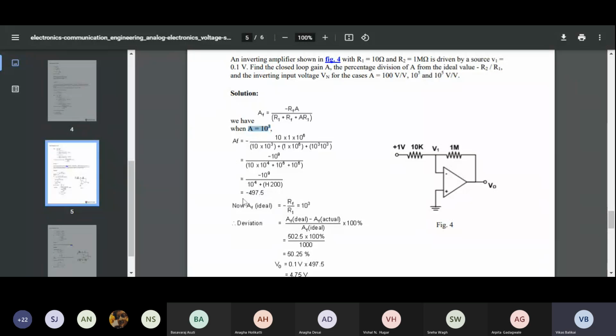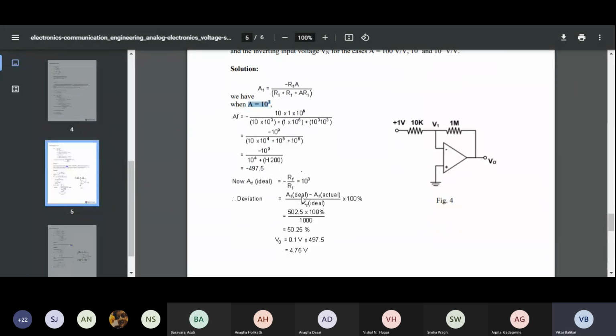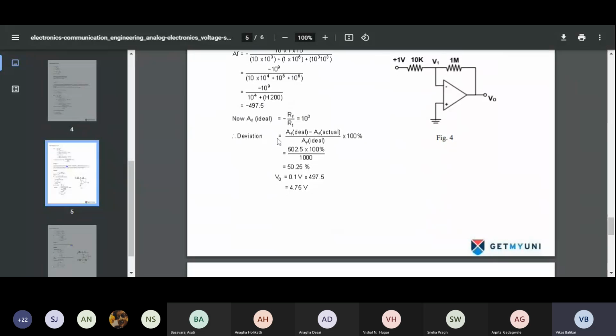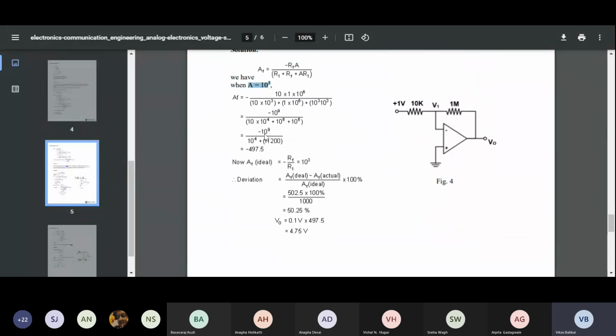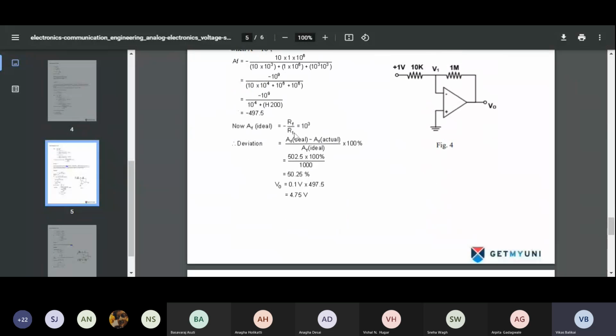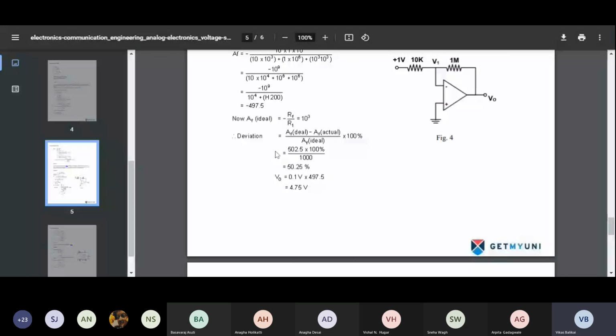Now the AF ideal value, what is my ideal equation? Ideal equation is what? Minus RF by R1. Minus RF by R1. What is RF? RF is 10 raised to 6 and R1 is 10 raised to 10 into 10 raised to 3. If I do that simplification, it is only 10 raised to 3. Look at the difference. AF with feedback, that is the exact value, and AF ideal value. Both are completely different, and we always try to take the practical value into consideration. Now he has asked what is the percentage deviation.